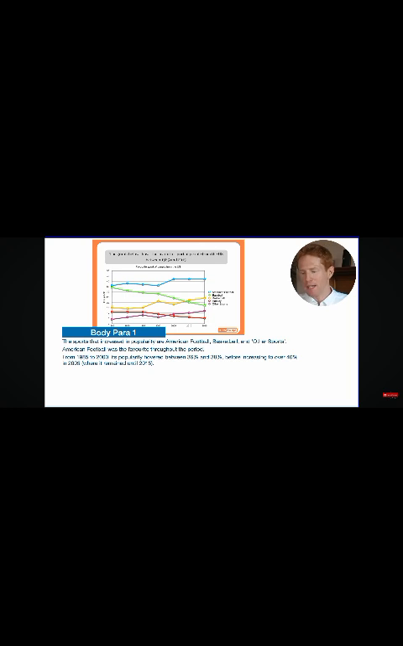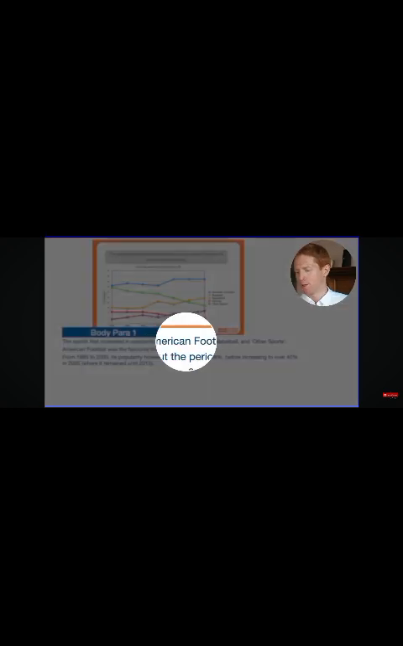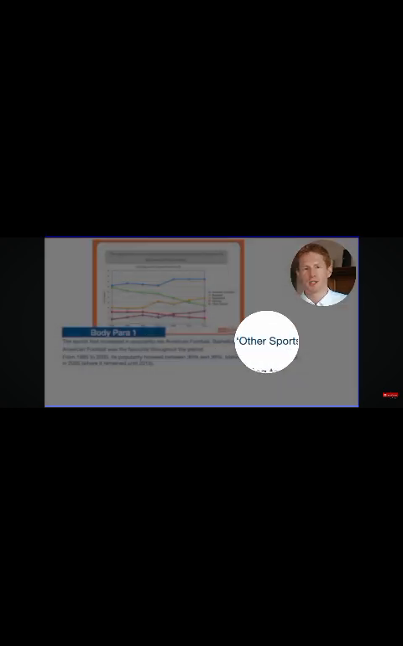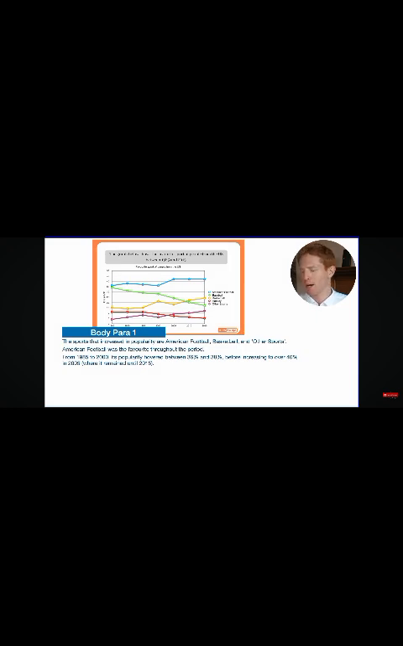Now, remember, in this paragraph, we're looking at American football, basketball, and other sports. So when we move on to talk about basketball, we need to make that very clear to the examiner. Look at this sentence. Basketball, which started as the 3rd most popular sport at 15%, dipped slightly before rising steeply to over 20% in 2000. Great. We make it very clear that we've finished talking about American football and we're now talking about basketball.